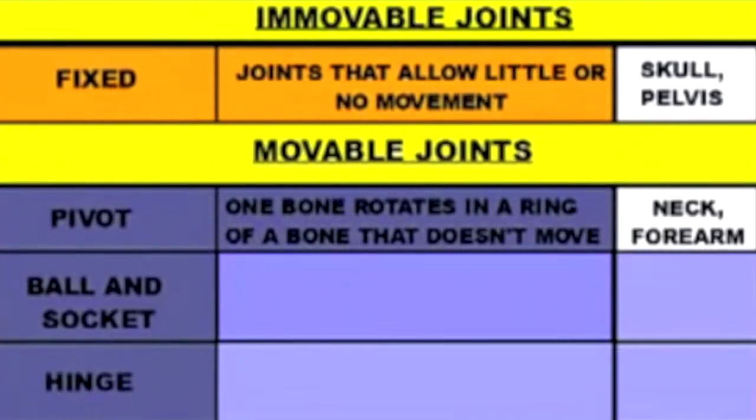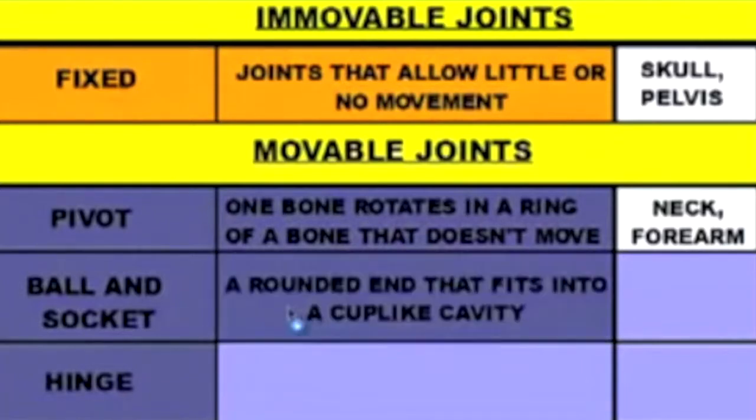The next type of joint we're going to discuss is called a ball and socket joint. A ball and socket joint is where a bone has a rounded end that fits into a cup-like cavity. So the rounded end would be the ball, and then the cup-like cavity would be the socket. And there are two places where we have ball and socket joints. We have ball and socket joints in our shoulders and in our hips.